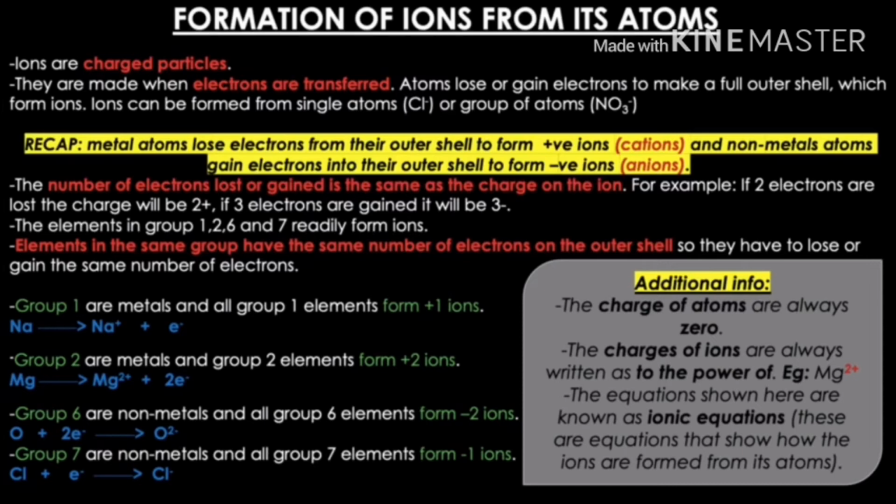The same rule applies to groups 6 and 7. The only difference is that instead of a positive charge, it will be a negative charge. Additional points to note: the charge of atoms is always 0. The charge of ions is always written as a superscript. For example, looking at the magnesium ion, it's got a positive 2 charge and it's written as a superscript. The equations to the left, shown in blue writing, are known as ionic equations, and these express the loss or gain of electrons from a metal or a non-metal atom.